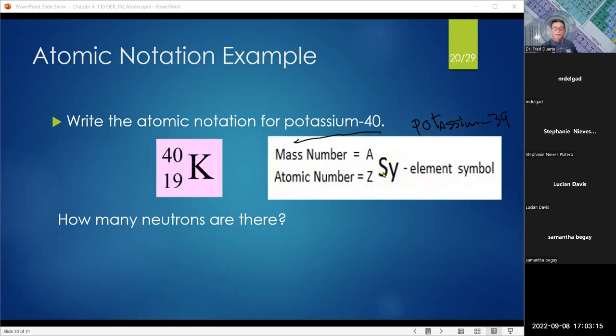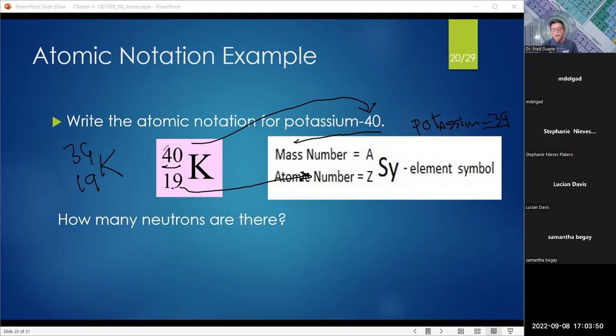Okay, and that's K. This is the atomic notation. 40 is given to you in the problem. And 19, we're going to find that from the periodic table, that's the atomic number. Now, if we needed potassium 39, we do the same thing. There'd be 39 and 19. It's still potassium. They have the same number of protons and the same number of electrons.